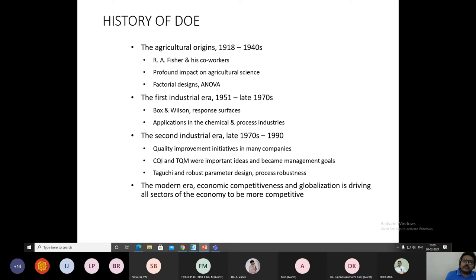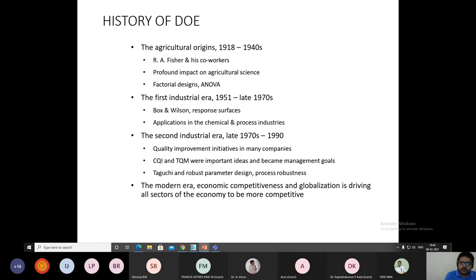So DOE is a multidisciplinary subject. It can be used in any kind of engineering, and it can even be applied in agricultural science, chemical process industries, mechanical, electrical, any industry.